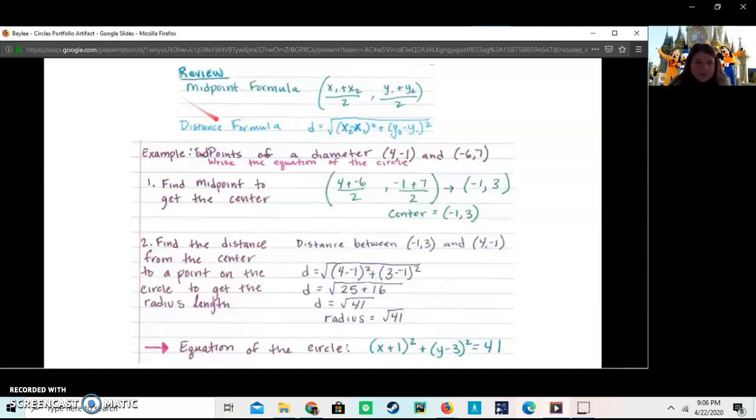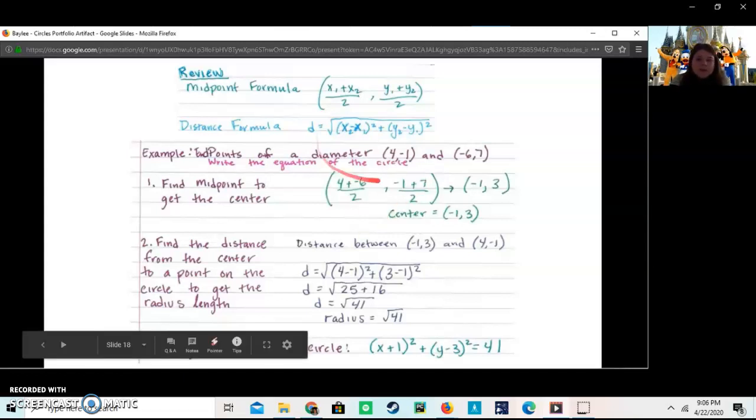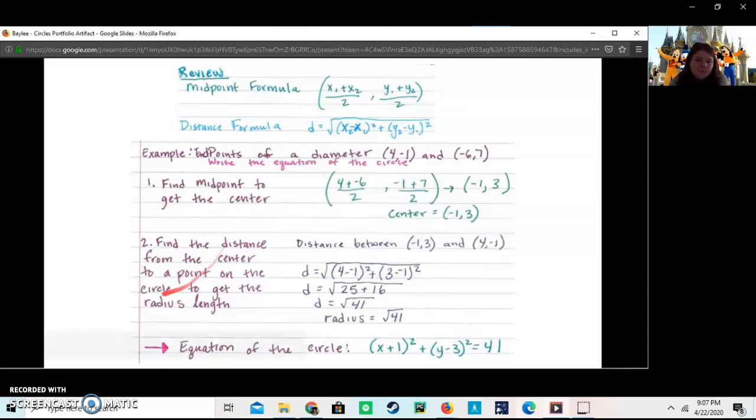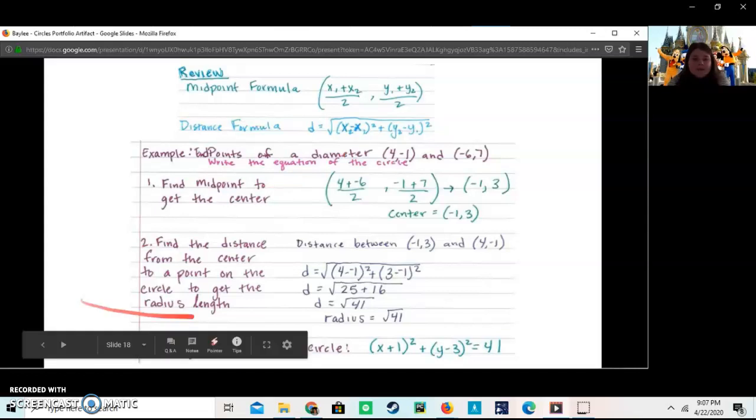Up top is some review of the midpoint formula and distance formula, and that would be important to use when graphing a circle and trying to figure out the center point. The distance can also be used to find either the radius or the diameter of the circle, or a chord, or anything else that goes from one point of the circle to another point of the circle. And this is just a problem with some numbers to use the distance formula or midpoint, and this one is the distance formula.